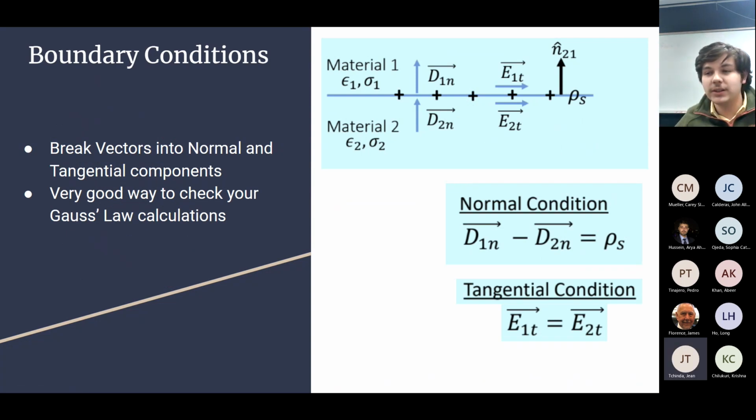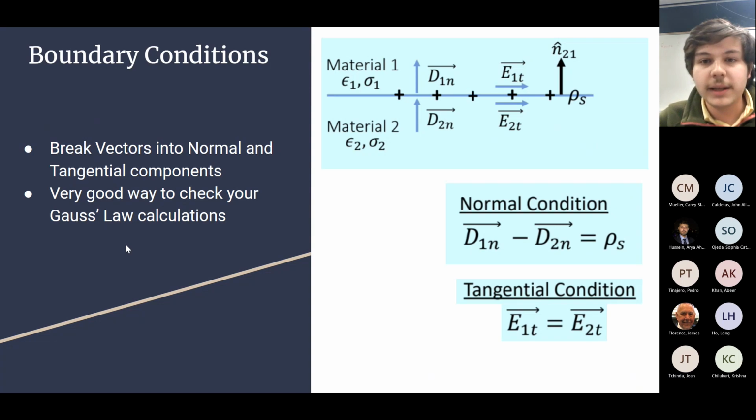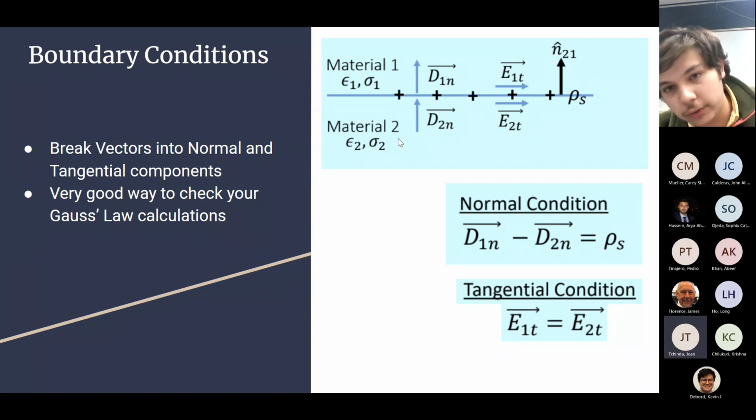Then boundary conditions. I know some people from Dr. Mahbub's class just got to this, so I'll try to explain this a bit more in depth. In order to do this, you will have to break up your vectors into their normal and tangential components, meaning that you can see here that between material 2 and material 1, there's a vector pointing completely perpendicular to that boundary. That's the normal one. And then over here to the side, you have the tangential component, which runs along the boundary.